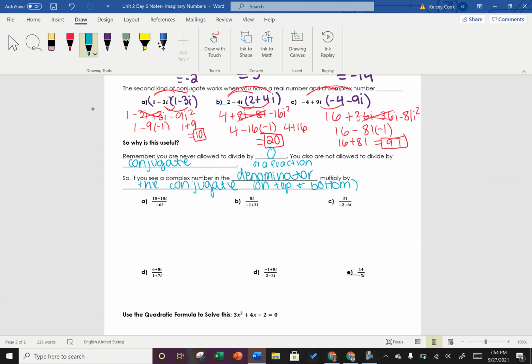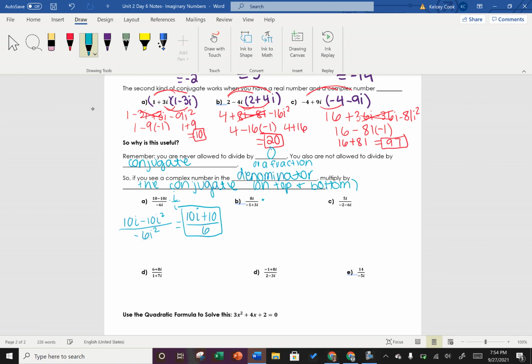Okay, so in A, my conjugate here is i, multiplying by i. So this becomes 10i minus 10i squared over negative 6i squared. Okay, i squared, that's negative 1. So this becomes 10i plus 10 over 6. Done. Yes, you could simplify by dividing everything by 2, but I'm not going to worry about that today.